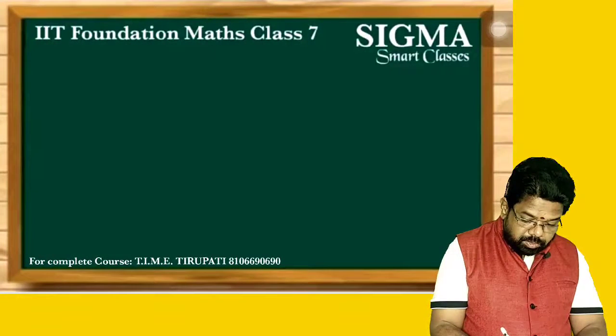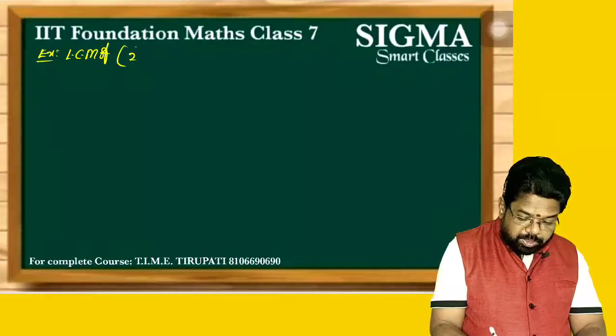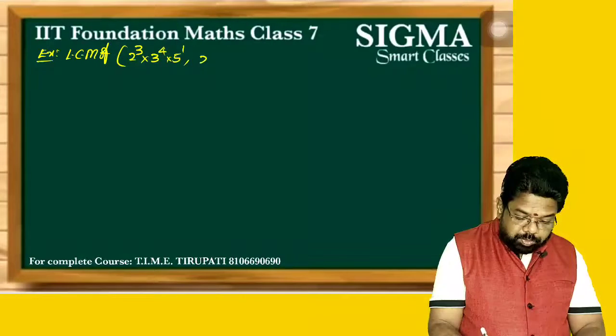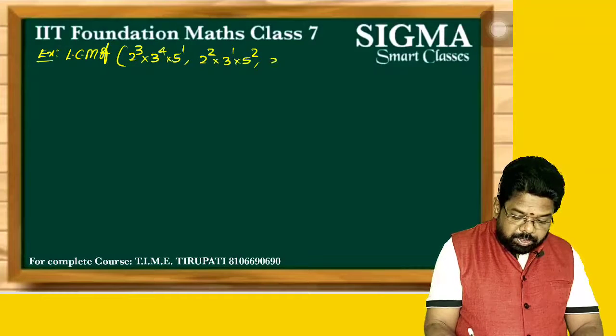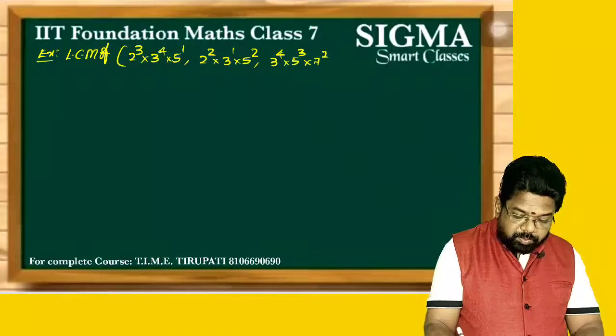Now see here, LCM of, suppose let it be 2 power 3 into 3 power 4 into 5 power 1. Then 2 power 2 into 3 power 1 into 5 power 2. Then 3 power 4 into 5 power 3 into 7 power 2.